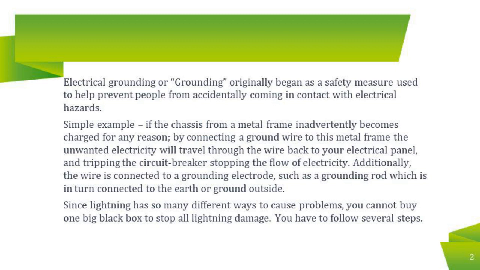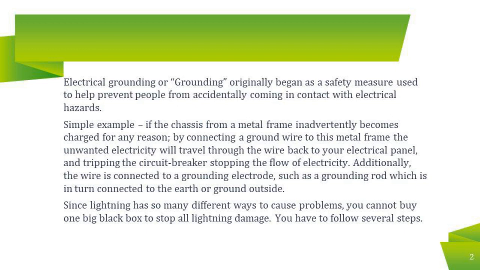Electrical grounding, or grounding, originally began as a safety measure used to help prevent people from accidentally coming in contact with electrical hazards. Simple example: if the chassis from a metal frame inadvertently becomes charged for any reason, by connecting a ground wire to this metal frame, the unwanted electricity will travel through the wire back to your electrical panel, tripping the circuit breaker and stopping the flow of electricity. Additionally, the wire is connected to a grounding electrode, such as a grounding rod, which is in turn connected to the earth or ground outside.